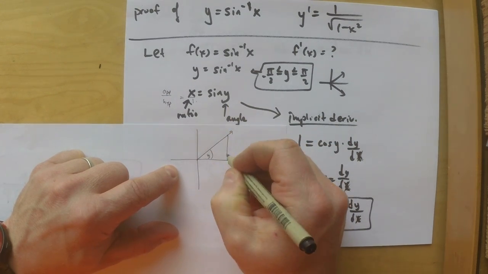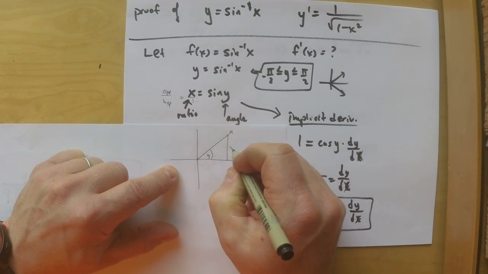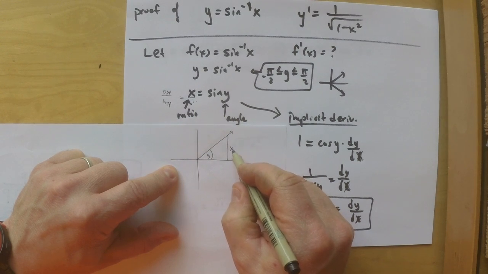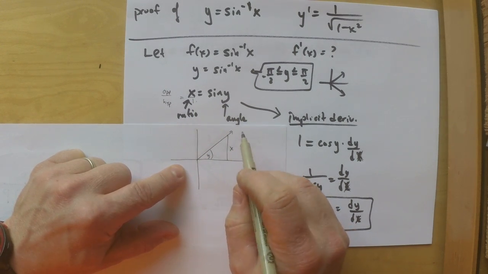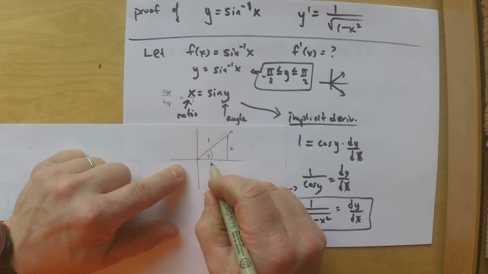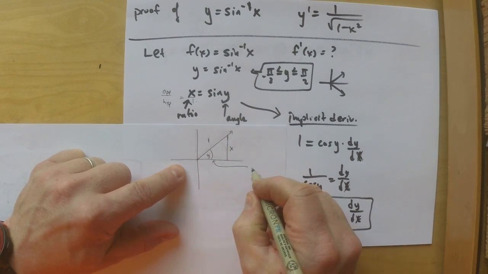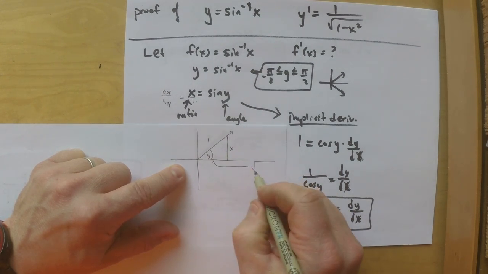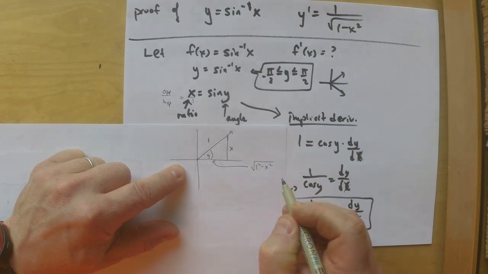So here's angle y. The opposite side is the value of x, which is counterintuitive to your thinking, but remember, that's just what it is. That's the opposite, and this is the hypotenuse. Hence, this side here with Pythagoras is the square root of 1 squared minus x squared.